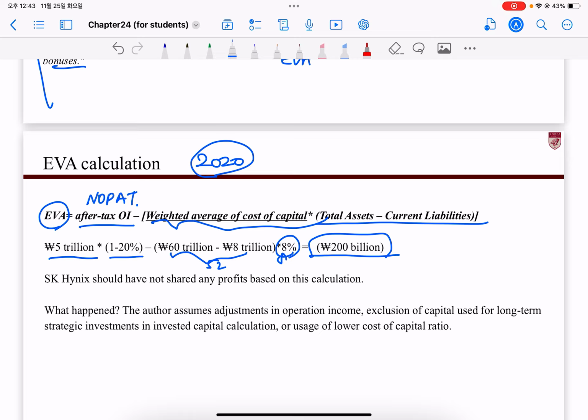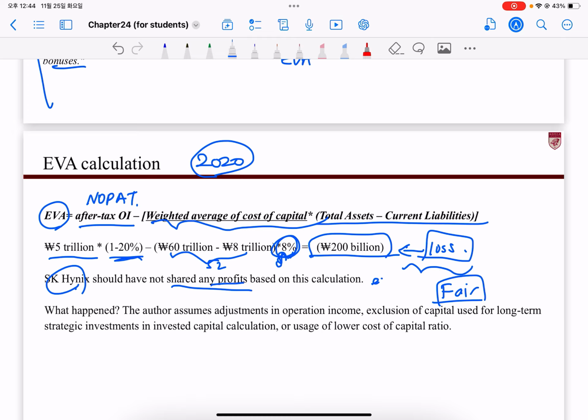Wow. So even if we make a conservative number for 8% of tax, EVA was actually a loss. And even showing a loss, SK hynix managed to share profits with the employees, right? So with this calculation, SK Hynix should not have shared any profits with the employees. So based on this calculation, we shouldn't say the flat bonus was fair. It was not fair. Actually, they got a favorable treatment.